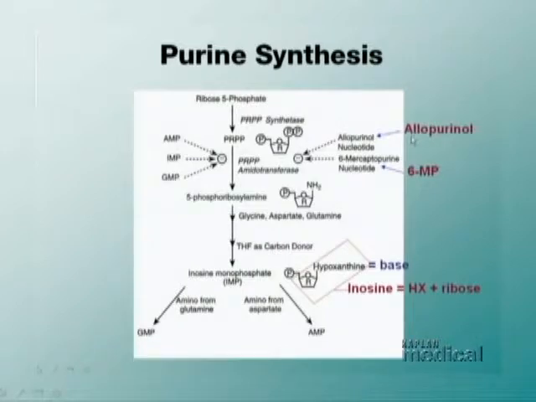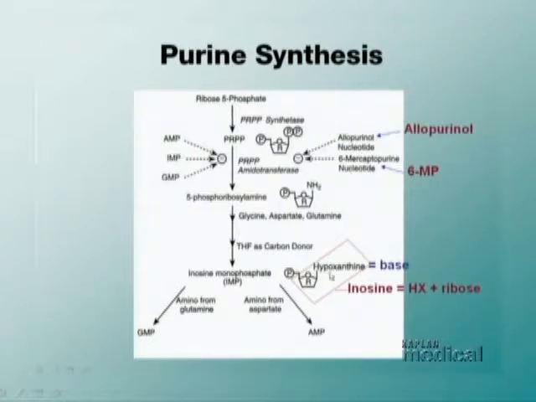Number one, allopurinol. Allopurinol is going to be a nucleotide analog that's going to inhibit purine synthesis. It's actually going to inhibit it at a couple places. The first place it's going to inhibit is purine synthesis. Also, you can use mercaptopurine or 6-MP. That will also inhibit purine synthesis. It will inhibit that pathway, so it can be a useful drug.